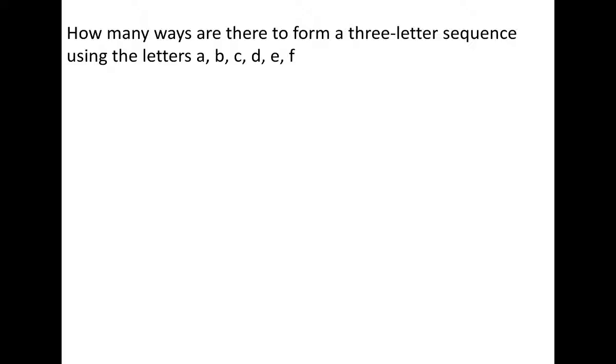The first problem asks: how many ways are there to form a 3-letter sequence using the letters A, B, C, D, E, F? So all 6 distinct letters are there and I need a sequence made up of 3 letters. For example, A, B, D, or A, F, E, and so on, or D, E, C. And the interesting point is that when we are making a 3-letter sequence, the order matters here. If I write B, C, E, then B, E, C is different from this one because all letters are different.